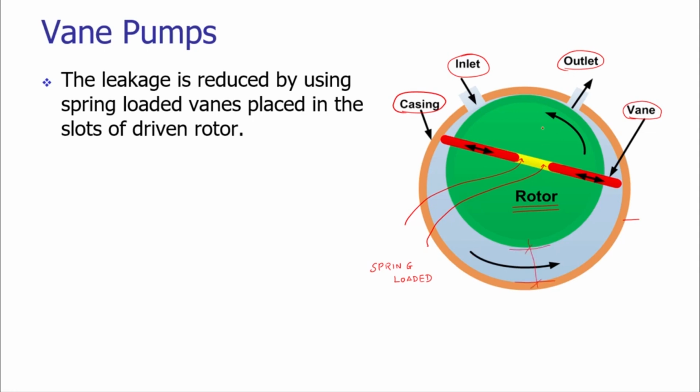So when the rotor is rotating, due to the spring action, wherever the gap is high, the vane will come out. It will move radially outward due to the spring pressure. As it is moving radially outward, it is creating the pressure difference, it is creating the negative pressure at the inlet, and it is creating positive pressure at the outlet.